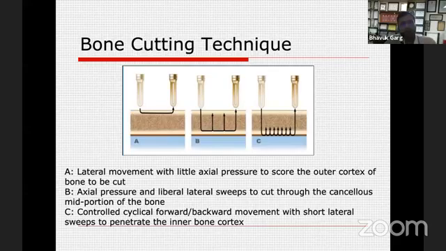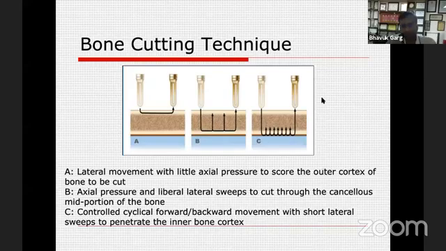So when we talk about the bone cutting technique, we can see that this is a 3-step process. In the first step, you just cut the upper cortex, the near cortex. You give small lateral movements with little axial pressure to score the outer cortex of the bone to be cut. In the second phase, when you enter the cancellous area, you give more axial pressure, and you can liberally use a lateral sweep to cut through the cancellous bone because it is very soft. And then finally, when you reach the inner cortex, you again make short lateral swipes with controlled cyclical forward and backward movement to penetrate the inner bone cortex.